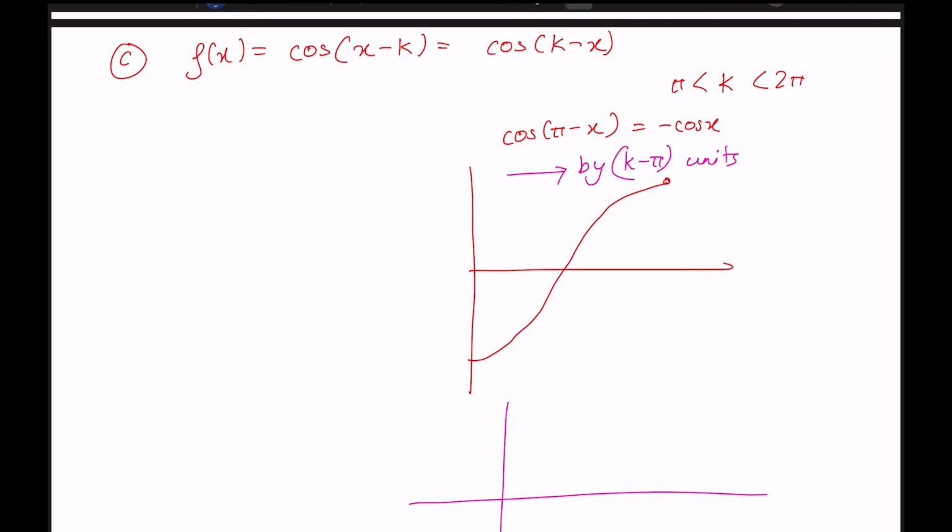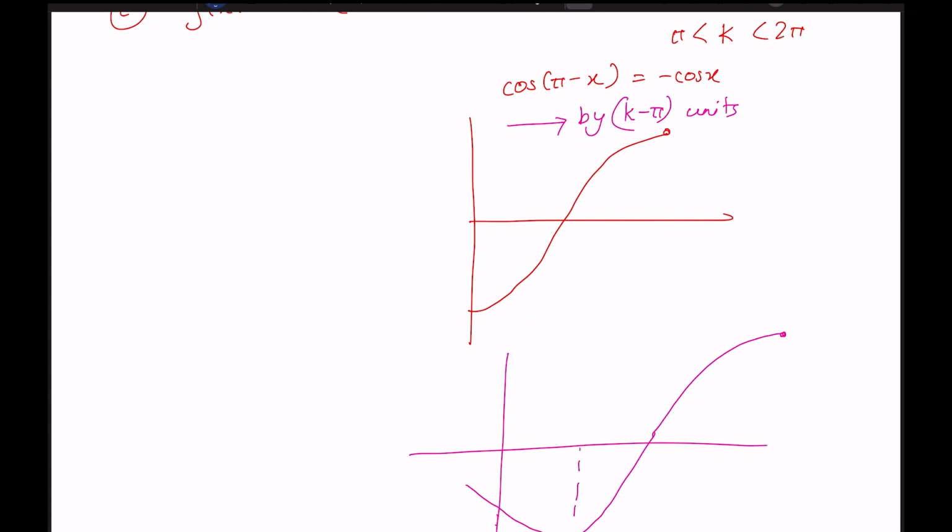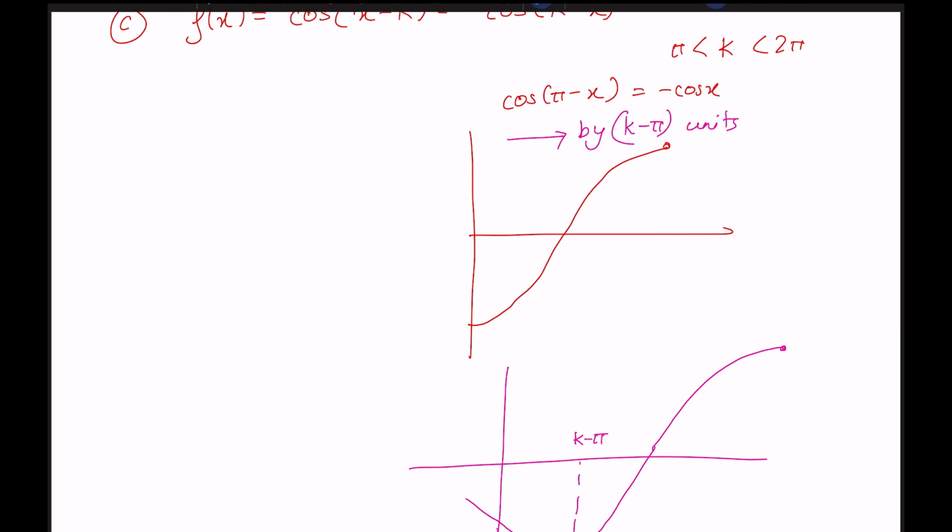Let me try to make it better. So this point here would be k minus pi, right? After the function crosses this k minus pi, again the values start to repeat. So if you restrict the domain till k minus pi, then only your inverse function can exist. You just remove this part because the domain starts from 0. So here the value of a will be k minus pi, which is the answer.